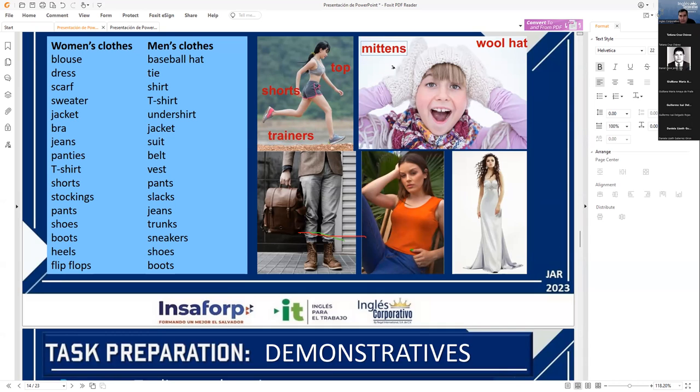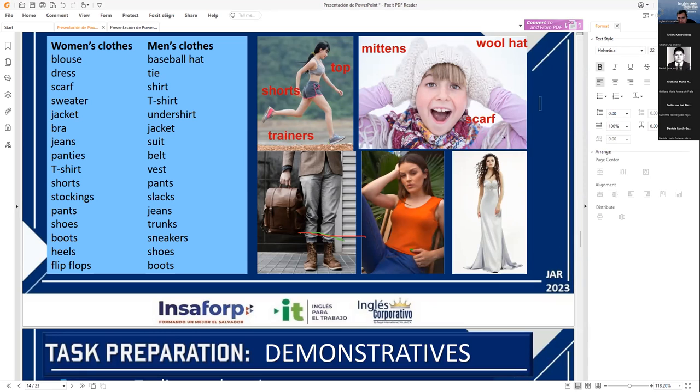Mittens. Son guantes. Guantes para la nieve. Mittens. Scarf. Los otros son gloves. This is scarf. Bufanda. Scarf. Teacher, no Mickey.